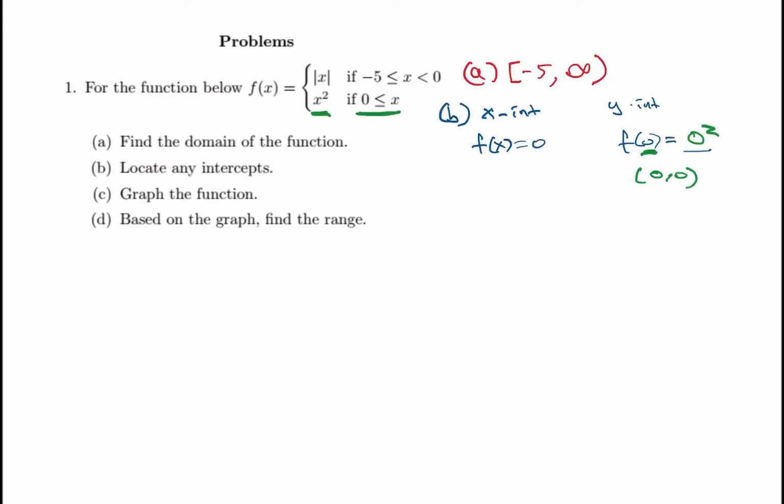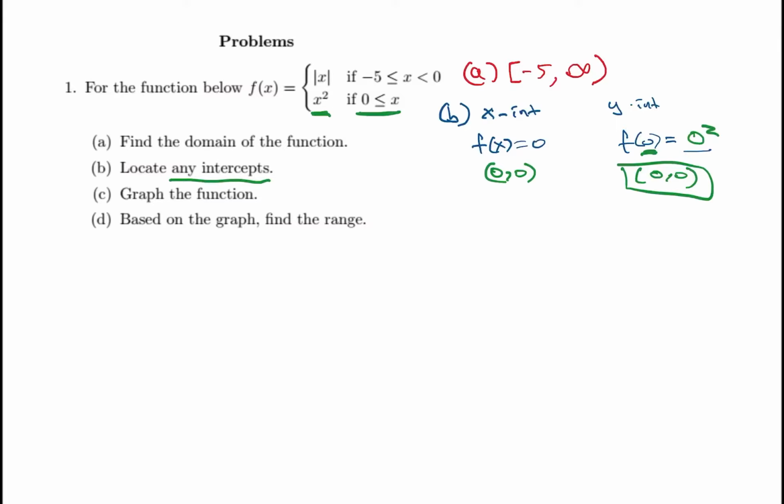But (0, 0) is also the x-intercept. So this is one of those cases where the x and y-intercepts are equal, but that's not always the case. For this one, (0, 0) is the answer. If it was different, we could have answered with either the x-intercept or the y-intercept, because it said to locate any intercept.